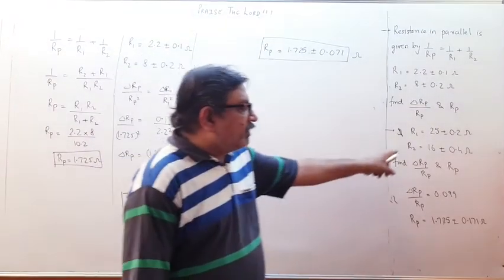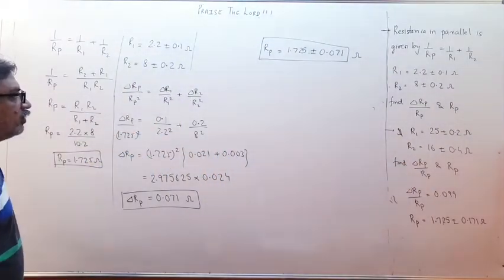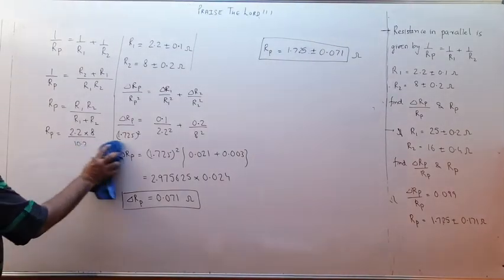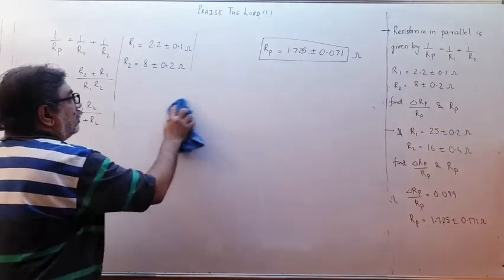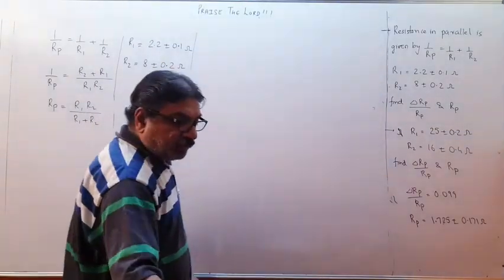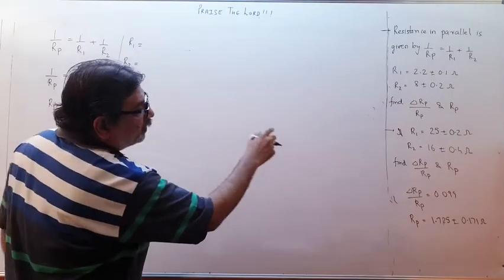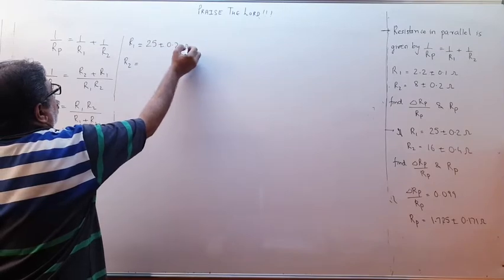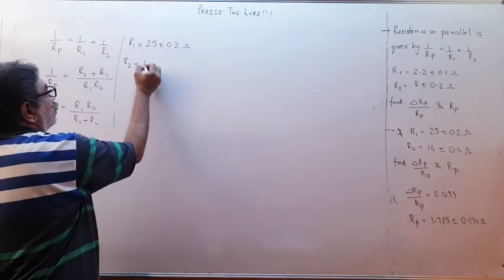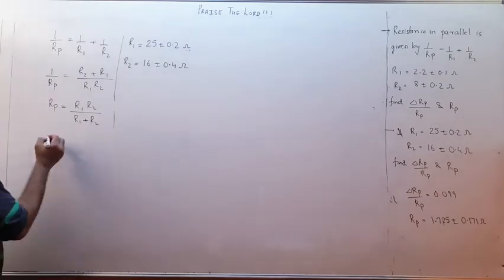Then I will take up the second one. R1, R2 are given. Again, by both the methods, I will show you. Okay, please pause and copy, children. See again, R1 and R2 are given to me. R1 is given as 25 plus minus 0.2. And the second one is 16 plus minus 0.4. Okay. So what will be the true value of RP?